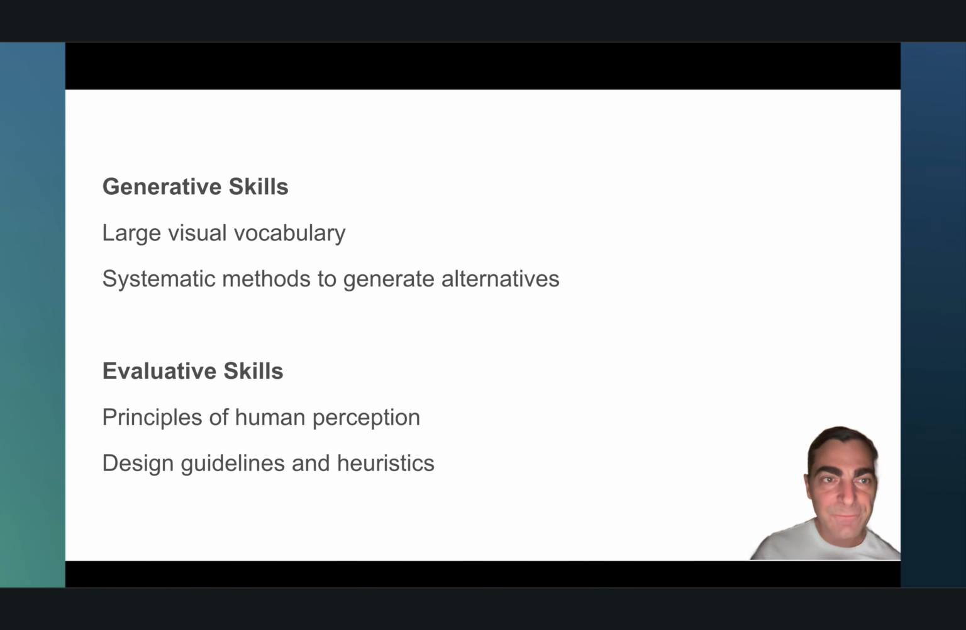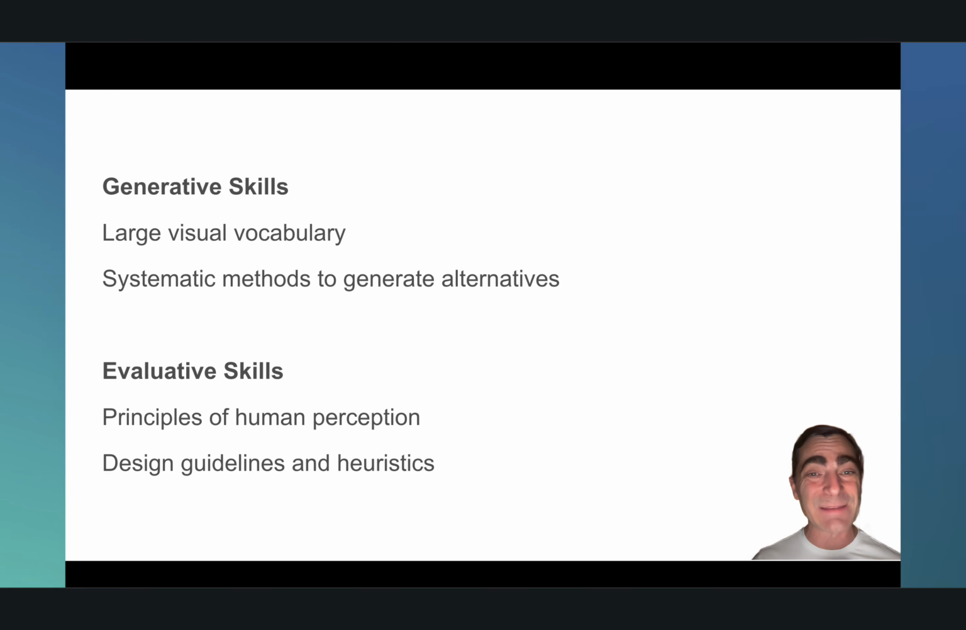Well, typically for generative skills, you have to acquire a large vocabulary of visual solutions. This means going through a lot of examples, right? And then learn systematic methods to generate alternatives, which is something that we're going to cover in this course. You will see that we're going to use models that teach you how to think systematically about how you can generate many different solutions for the same problem.